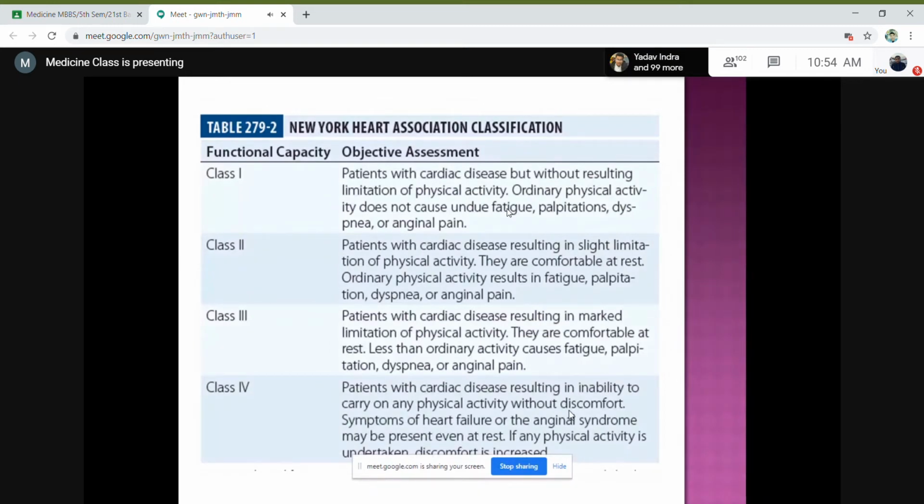Class 4 includes all patients with cardiac disease resulting in inability to carry out any physical activity without discomfort. Symptoms of heart failure or anginal symptoms may be present even at rest, and if any physical activity is undertaken, discomfort is increased. This is the elaborated form of the NYHA classification. You can just say no limitation, slight limitation, marked limitation, symptoms even at rest. And you have to know what symptoms the patient may have: fatigue, palpitation, dyspnea, and anginal pain.